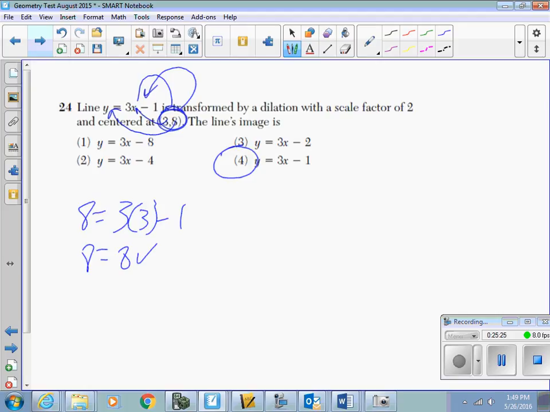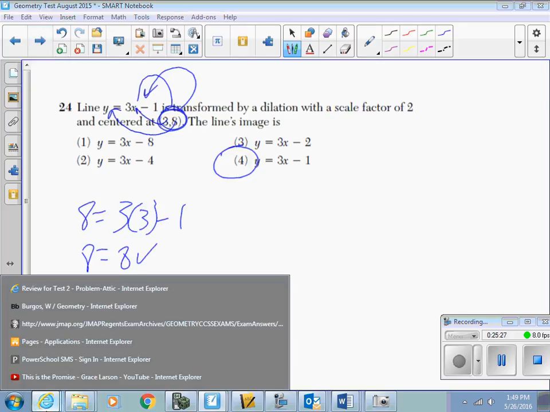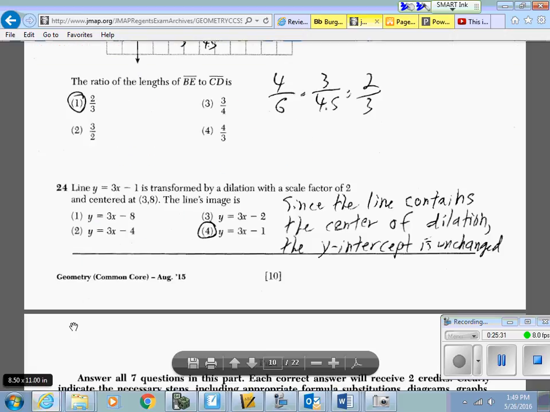All right, and I want you to write this down right here. What you see is, since the line contains the center of dilation, the y-intercept is unchanged. I want you to write that down. All right? And there you go. That's the end of the multiple choice problems.